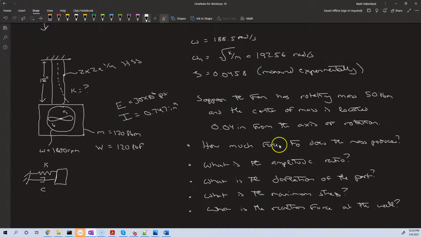And so the first question is, how much force, F naught, does this mass produce on the shaft, right? How much does the shaft have to react? And consequently, we're going to see that force here. That's going to be applied. It's going to be transmitted through the shaft to the body of the fan, and the fan needs to be supported by our structural section here. So we're going to have to react that force. So how much force are we going to see?